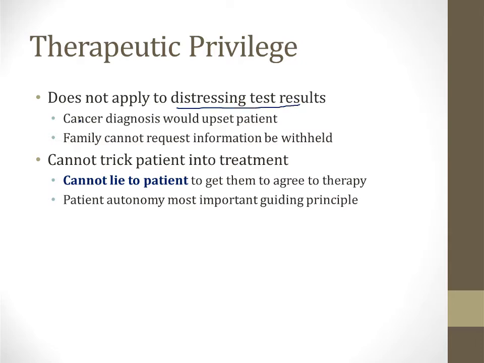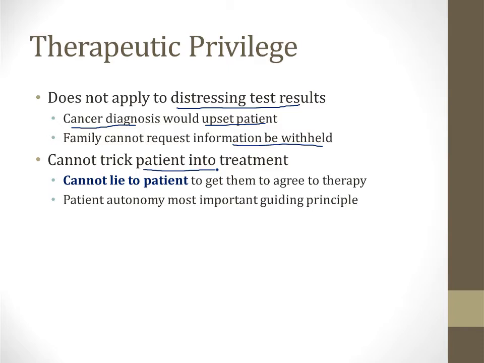You cannot withhold information about a cancer diagnosis because you think it would upset your patient. In addition, family members cannot ask you to withhold information from a patient to avoid upsetting them. That is not an appropriate use of therapeutic privilege. It's only to be used in a situation where you think information would directly lead to harm to the patient or to others. You also cannot use therapeutic privilege to trick a patient into treatment.